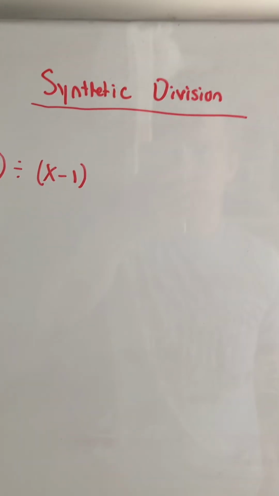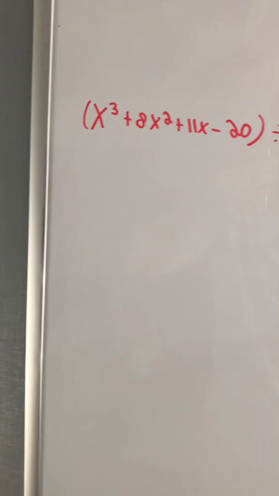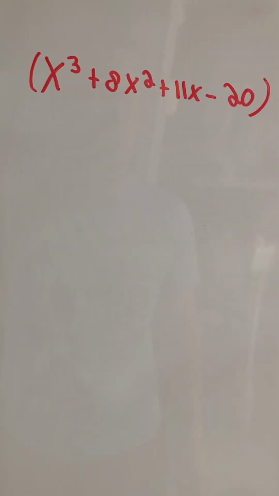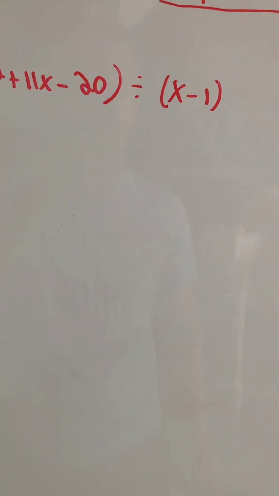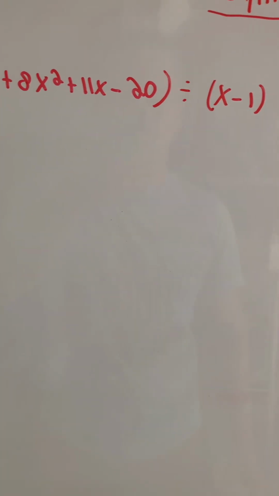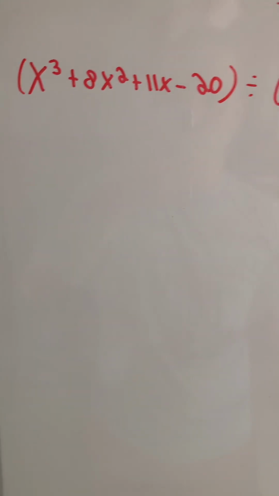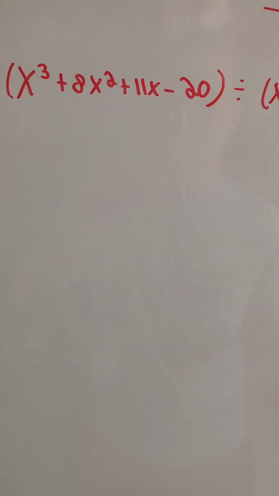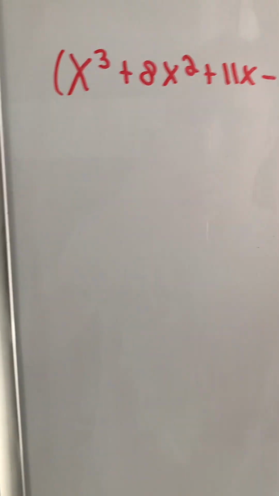Alright, in this tutorial, I'm going to show you how to use synthetic division on problems. Number 1, x cubed plus 8x squared plus 11x minus 20, divided by x minus 1. The first thing I'm going to do is ask myself, when I divide this function by x, what would happen? When I do synthetic division, all of these exponents are going to reduce by 1.